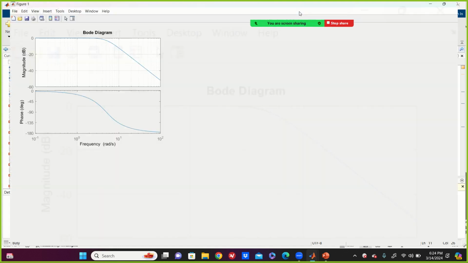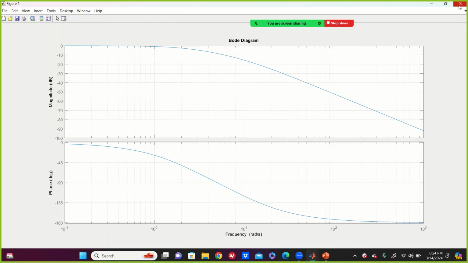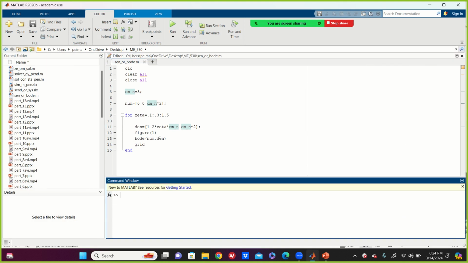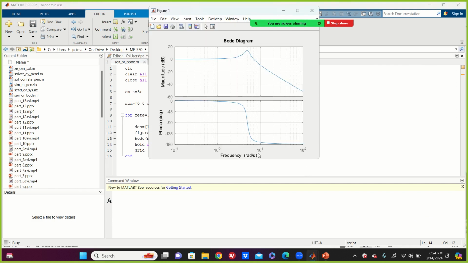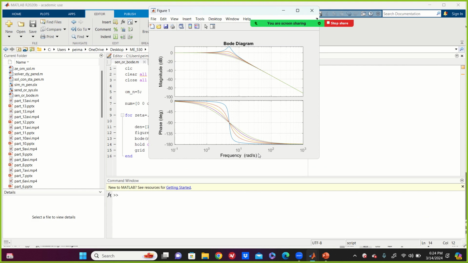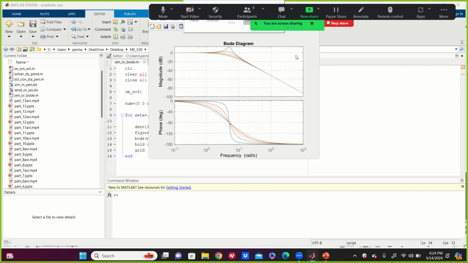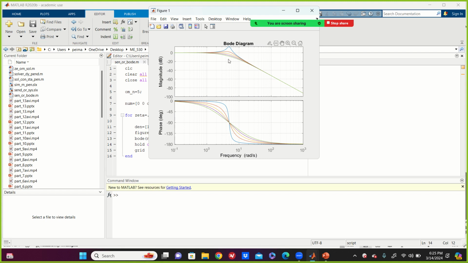You see that, guys? Oh, I forgot. Sorry, guys. I forgot to put hold on. There we go. Here we go. You got it? This is very underdamped. Eventually as you increase the damping and go to critically damped and overdamped, you don't have such an Mp. And the phase angle is starting from 0. This is very overdamped and goes to minus 180. Eventually this green one is the overdamped system.